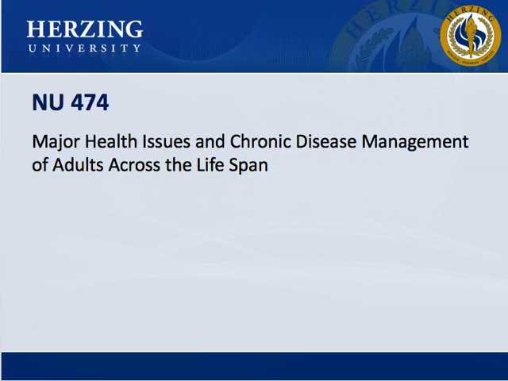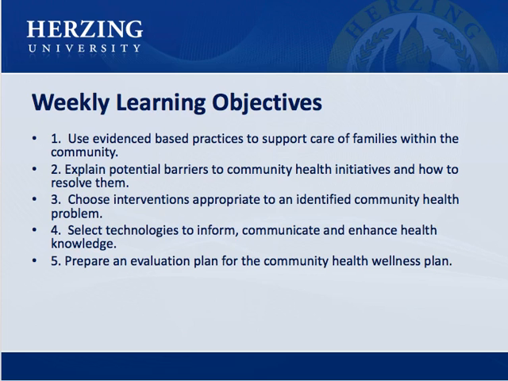Nursing 474, Major Health Issues and Chronic Disease Management of Adults Across the Lifespan. The weekly learning objectives include: use evidence-based practices to support care of families within the community, explain potential barriers to community health initiatives and how to resolve them, choose interventions appropriate to an identified community health problem, select technologies to inform, communicate, and enhance health knowledge, and prepare an evaluation plan for the community health wellness plan.